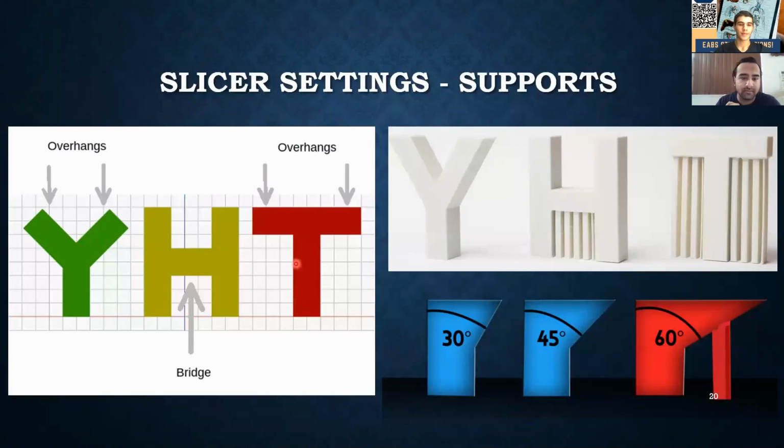Next thing I want to highlight is supports. So because you're inherently printing something layer by layer by layer, you always need to have something to print on. You cannot print on thin air. So you have what are called supports, where if you have, for example, this Y shape that you're trying to print, anything that is sort of floating in midair like this is called an overhang.